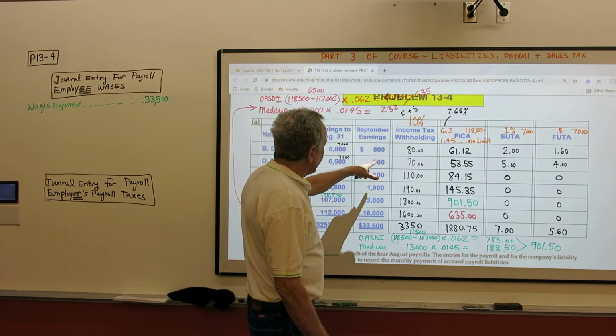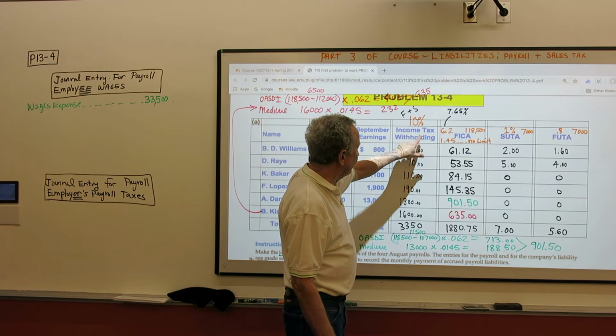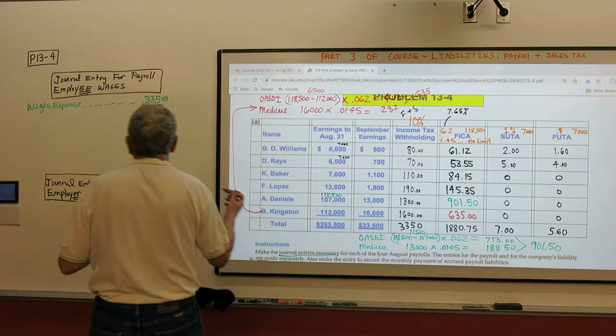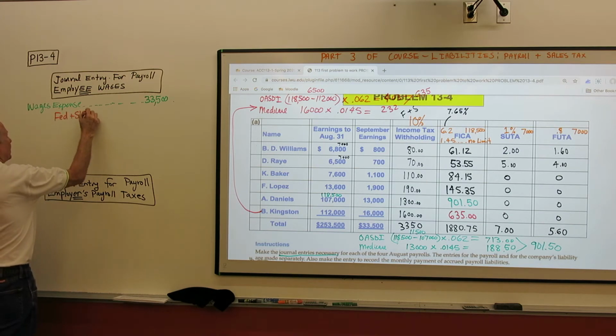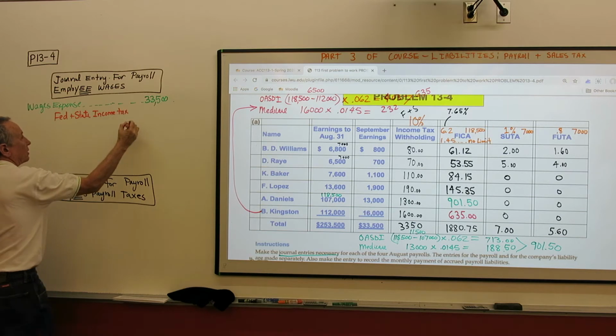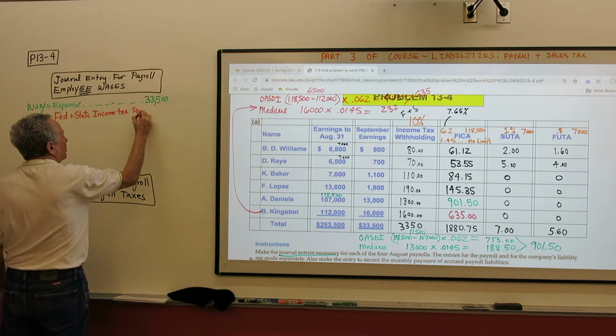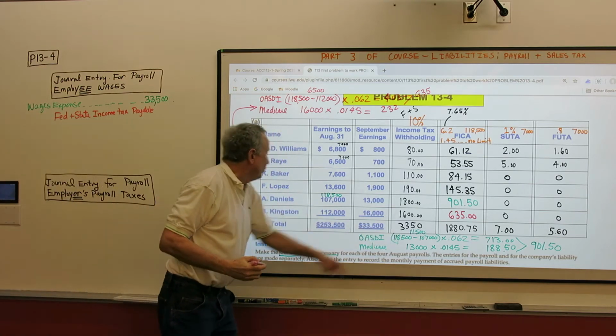First of all, this is going to be withheld. $3,350 is going to go to the federal and state governments. So we're going to put Fed and state, and let's call that income tax. And this is going to be payable. You remember this chapter's on liabilities, and that's what it is, $3,350.